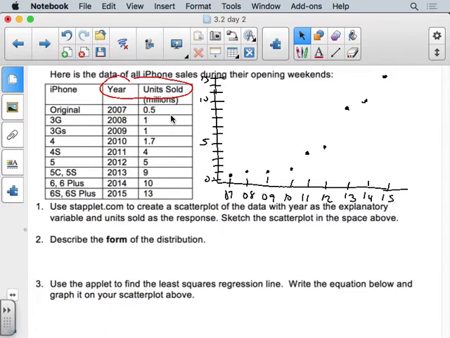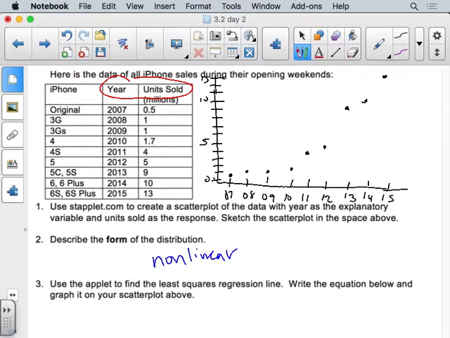Describe the form. To me, the form looks nonlinear. It looks like a flat line, and then all of a sudden we're really boosting up to 5, 10. We're almost doubling every 2 years. Yeah, it looks kind of nonlinear to me.